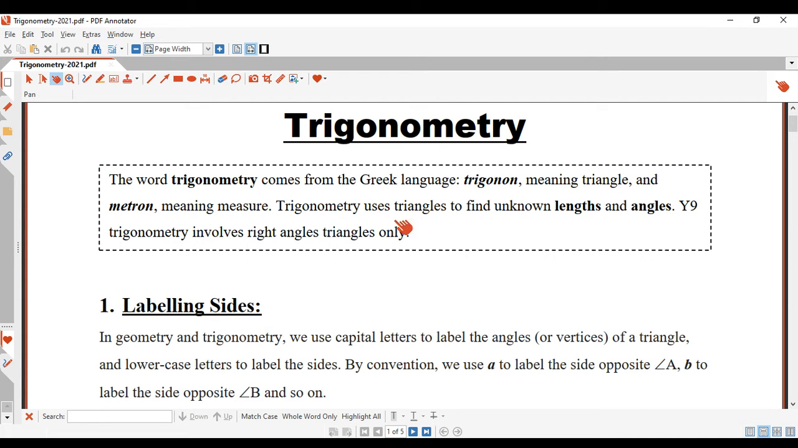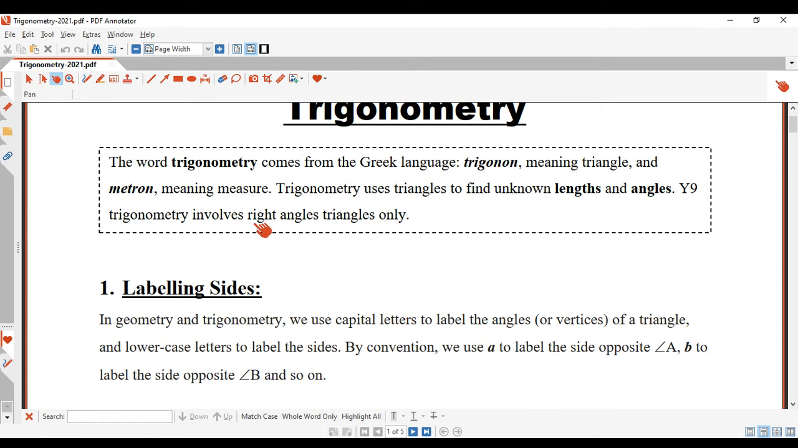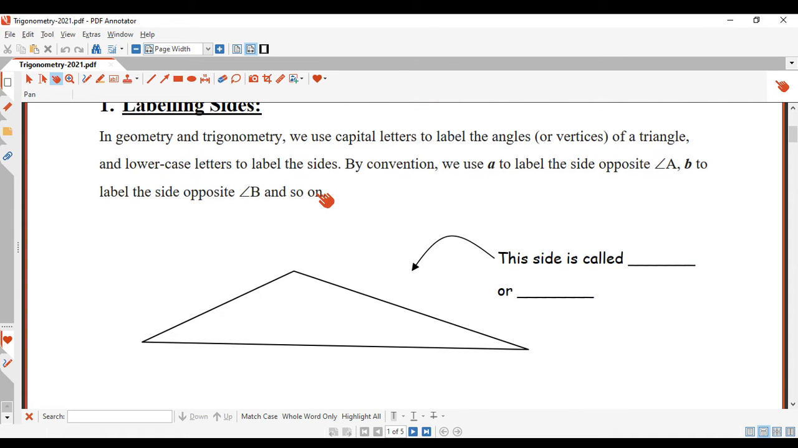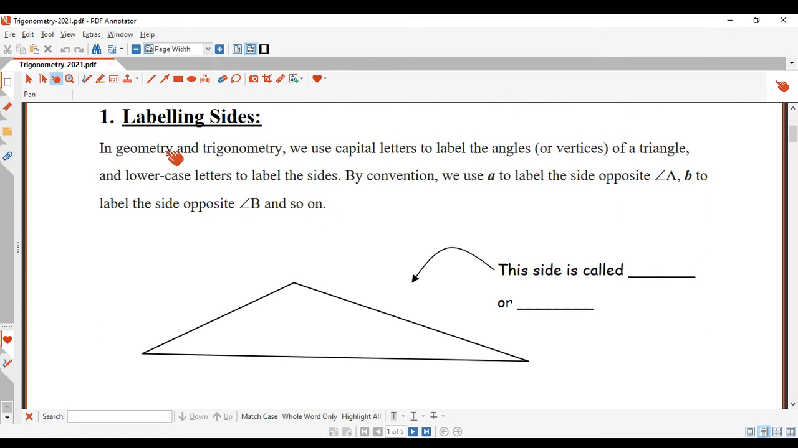Now, trigonometry is mainly used to find unknown lengths and angles in triangles. And in Year 9, we focus only on right-angled triangles. So let's start off with the basics, labelling sides. In geometry and trigonometry, we use capital letters to label the angles or vertices of a triangle. So if you look at the diagram below, let's label the sides and the angles. We're going to start off with the angles.